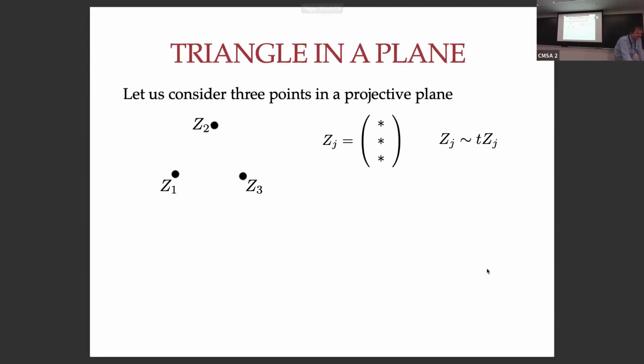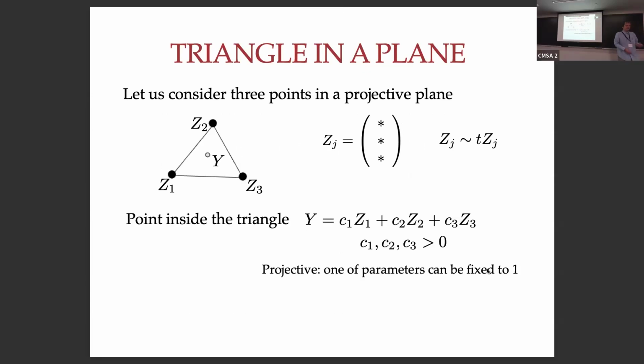So everything starts with thinking about a polygon in a plane and the interior of the polygon. But let's start with just a triangle. So we start with a triangle in a plane, three points, and we would like to describe the interior of that. So there is a point Y inside this triangle. We can write Y as a linear combination of these points Z1, Z2, Z3. These are points in a projective plane P2. And if we take a linear combination with coefficients being positive, then the point Y is inside.